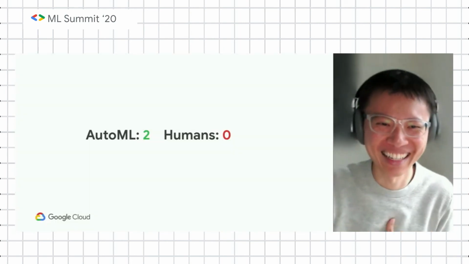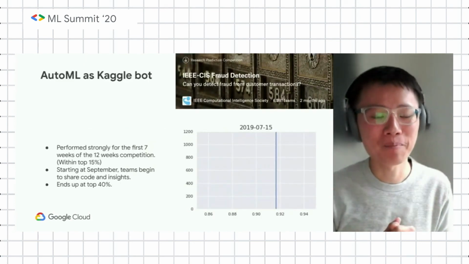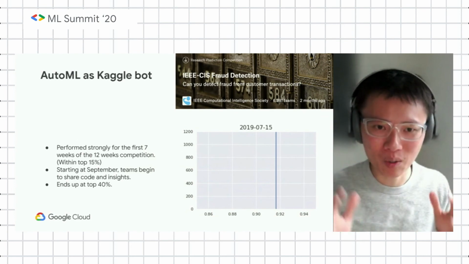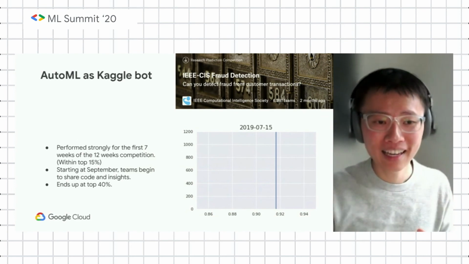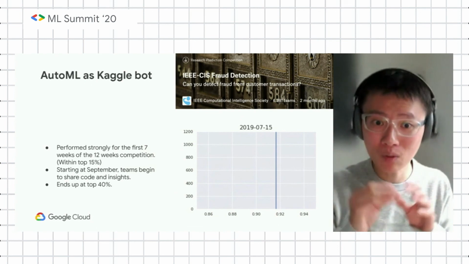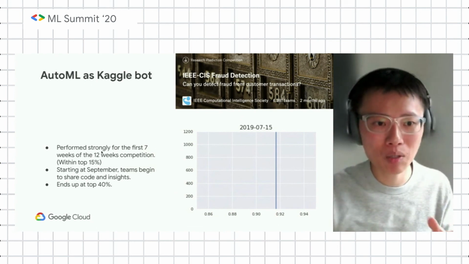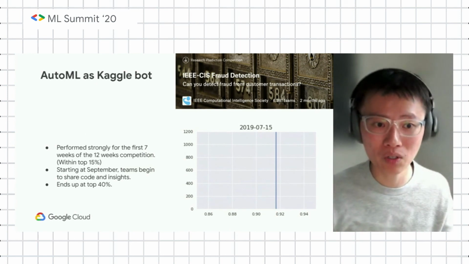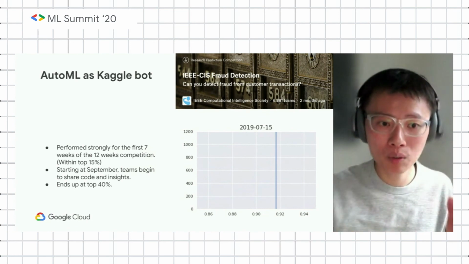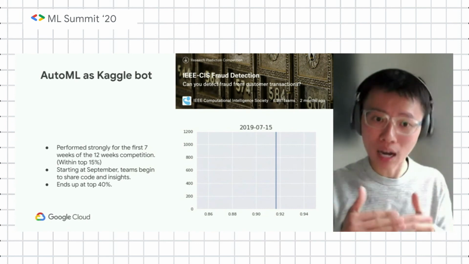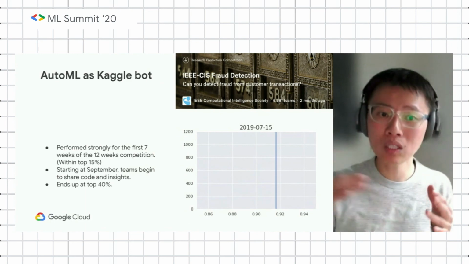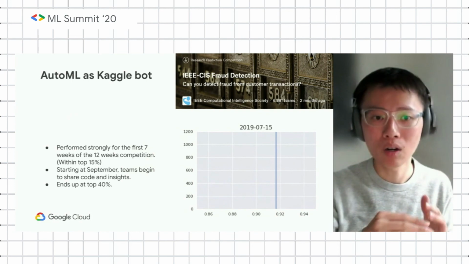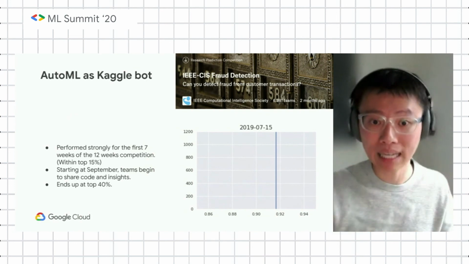Okay, so AutoML 2.4.0. Now it turns out that if you try to use AutoML in data science or machine learning competitions on Kaggle, you may find that AutoML performs really, really well. In this case, it performed strongly for the first 7 weeks of a 12-week Kaggle competition, within the top 15%. But as the teams continued to improve over time, AutoML actually did not place as highly. Human teams took advantage and beat AutoML throughout this lengthier duration.